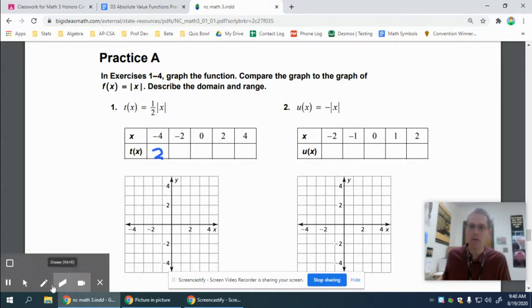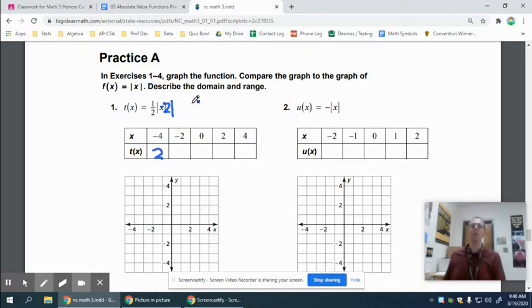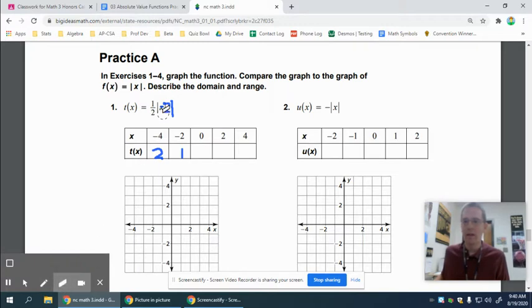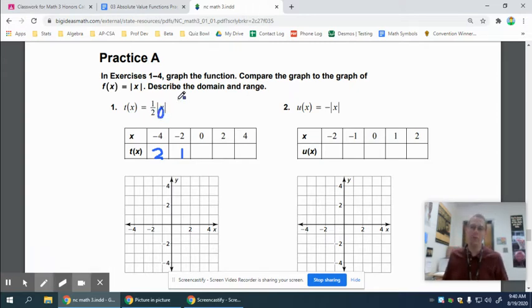Then when I come to the next point, I'm going to go ahead and plug in a -2. So I'm going to put a -2 in there where the x is, literally replace the x with a -2. Absolute value of -2 is 2 times 1/2 is 1. And I can continue that all the way across my paper. Plugging in a 0 means that I have the absolute value of 0. Well, 0 is 0 away from 0. 1/2 of 0 is 0.